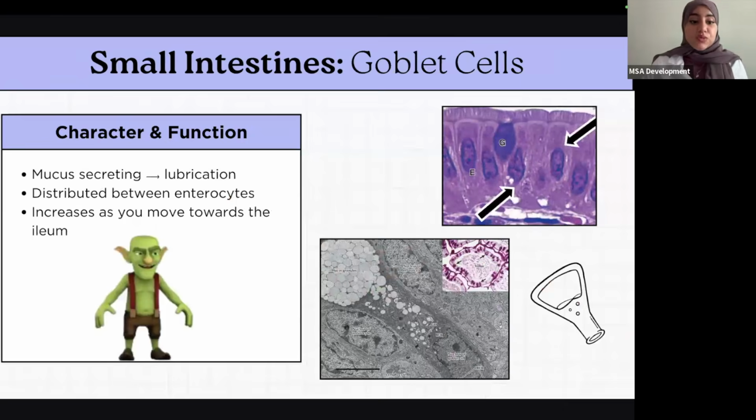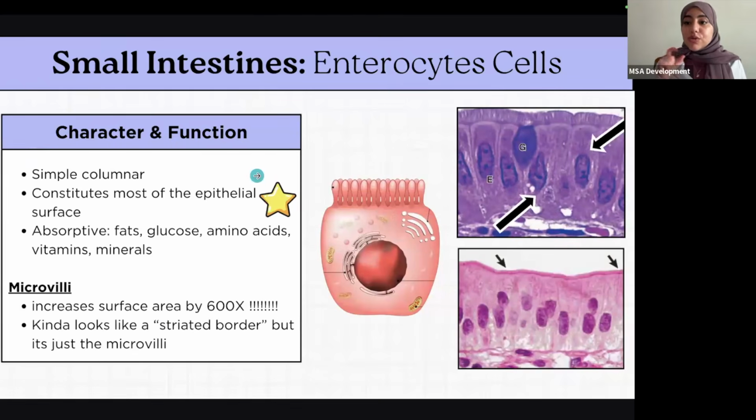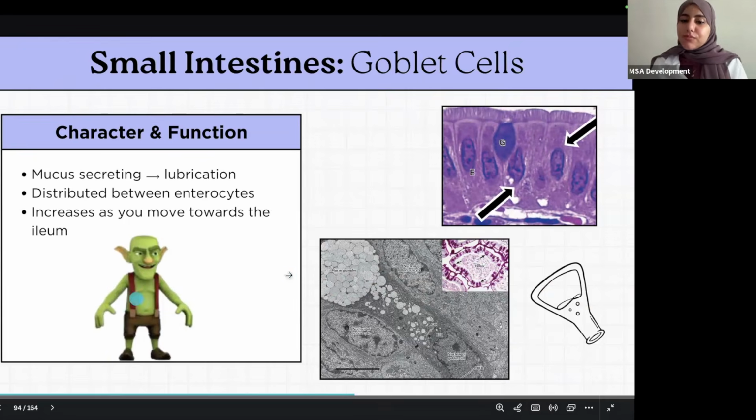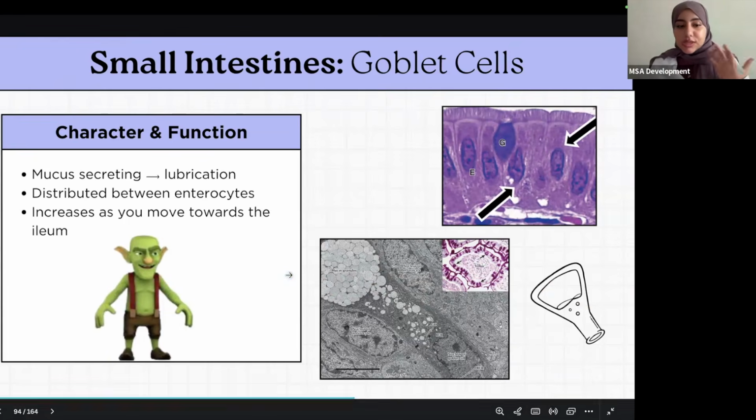Okay? And this is really important. Enterocytes make up most of the small intestine. Goblet cells are used to secrete mucus, and this is just to lubricate and allow for clear passage through the microvilli and through the villi and everything like that.